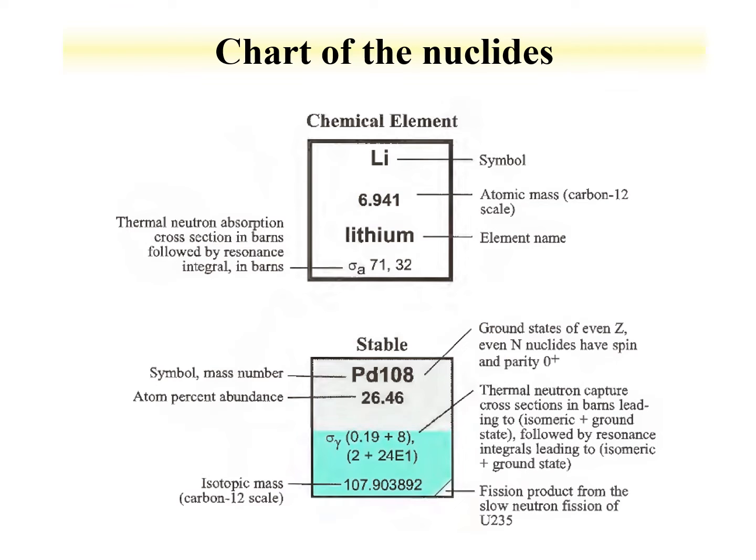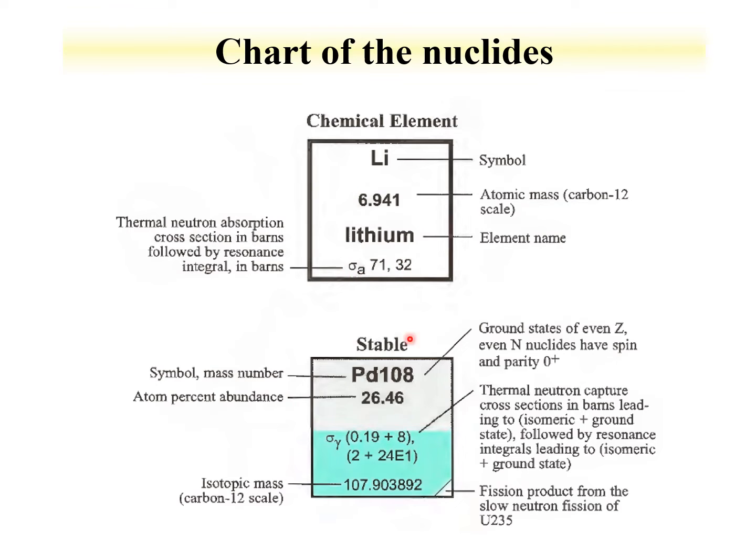The legend of the chart of the nuclides is useful for demonstrating the information that's provided in the database. The chemical elements are given, so for instance as shown here for lithium, the atomic mass on the carbon-12 scale, there was a time when oxygen-16 was used as the scale, the name of the element, and then the thermal neutron absorption cross-section in barns for the element, followed by the integral cross-section also in barns.